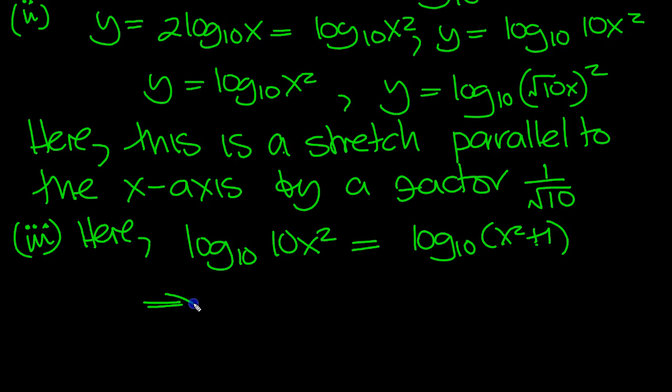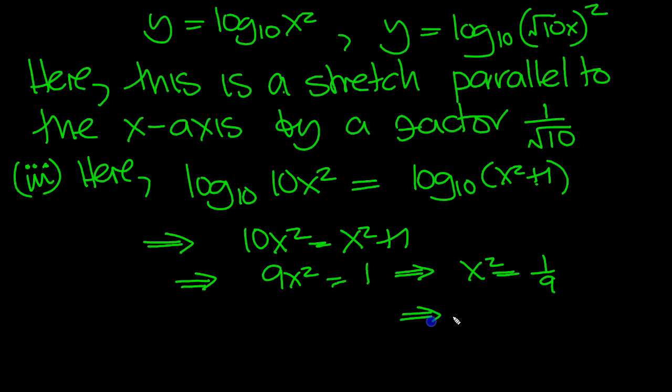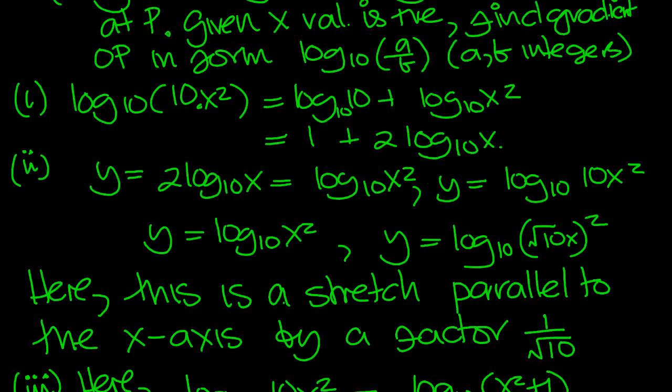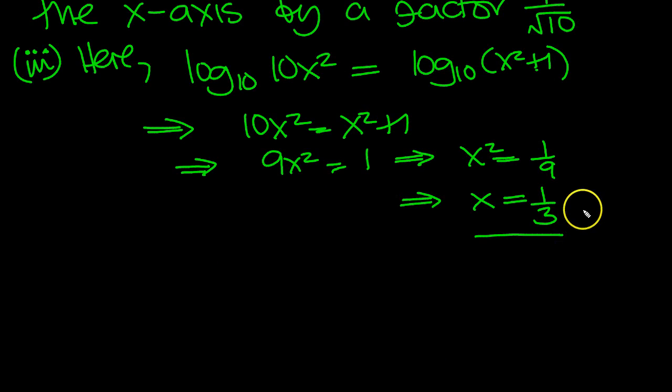So let's see what that implies. If the logs are the same, then the values themselves are the same. Move the x squared over, we get 9x squared equals 1. And that tells us that x squared is a ninth. Okay, so square root both sides. X is equal to plus or minus the square root of 1 over 9, which is a third. But it said that the x value is positive, so x is a third. Find the gradient OP. So there's the x coordinate of P.